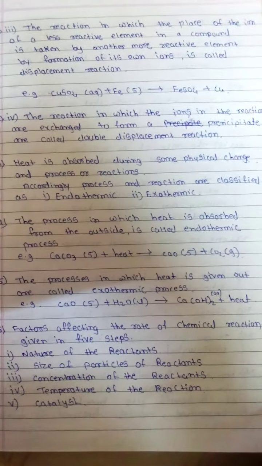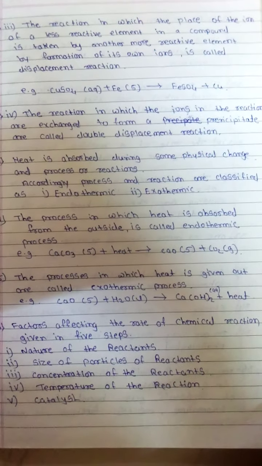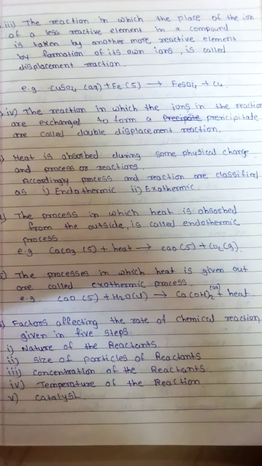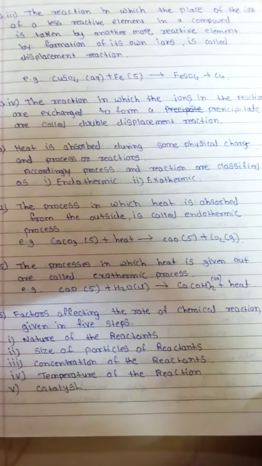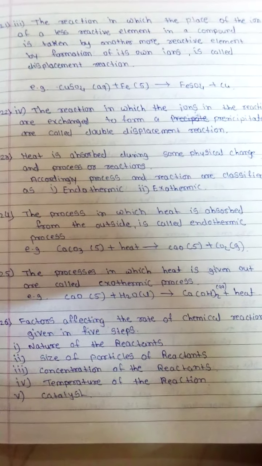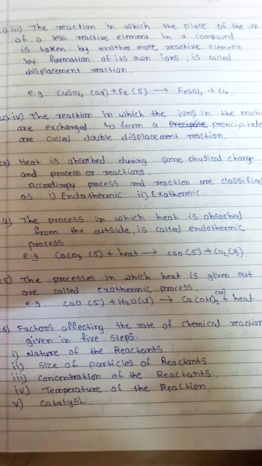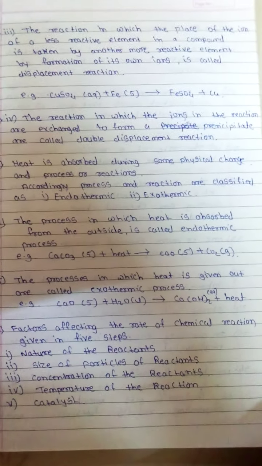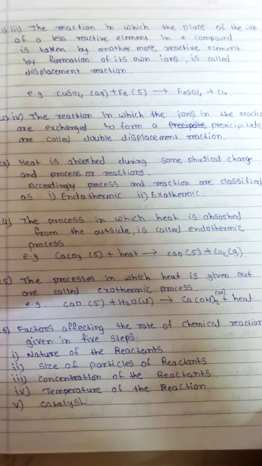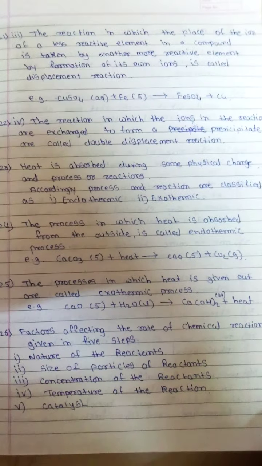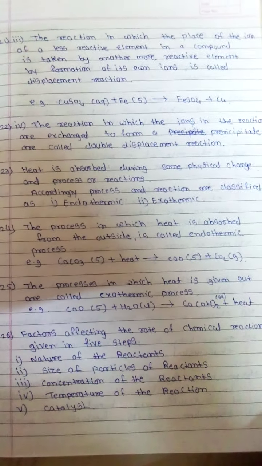Heat is absorbed or given out during some physical changes, processes, or reactions. Accordingly, processes and reactions are classified as endothermic and exothermic. The process in which heat is absorbed from the outside is called an endothermic reaction. The process in which heat is given out is called an exothermic process. Factors affecting the rate of a chemical reaction are given in five points: nature of the reactant, size of particles of the reactant, concentration of the reactant, temperature of the reaction, and catalyst.